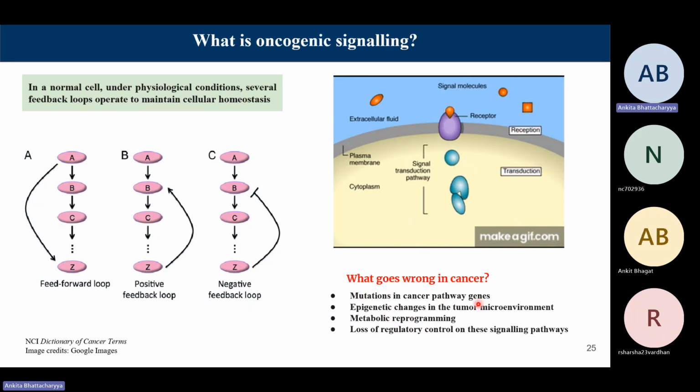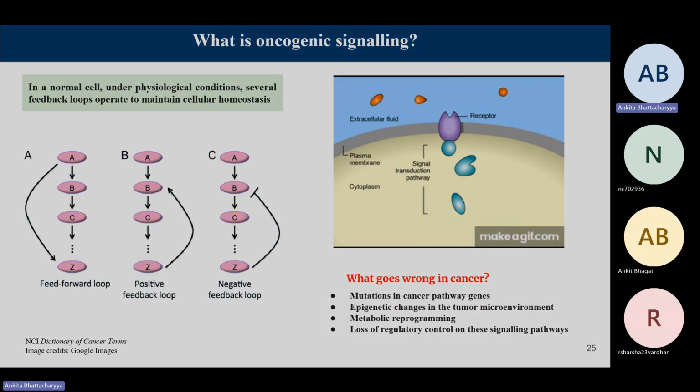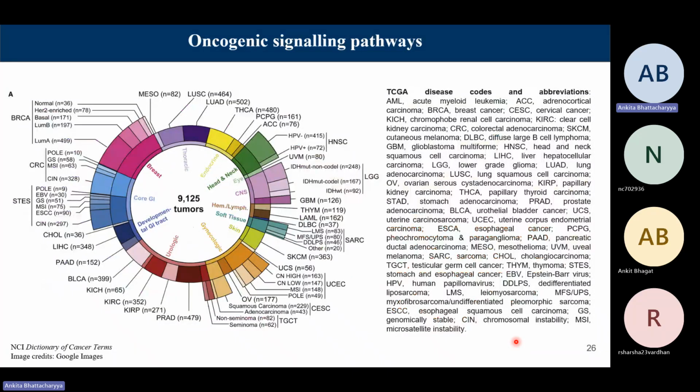So what goes wrong in cancer? First, it's very commonly seen that there are mutations in the cancer pathway genes, the signaling pathway genes. Secondly, epigenetic changes can occur in the TME, or the tumor microenvironment. Third is metabolic reprogramming, and fourth is loss of regulatory control. So all four of these go wrong in cancer, and there's a lot more as well, but this is the more generic way of representing it.